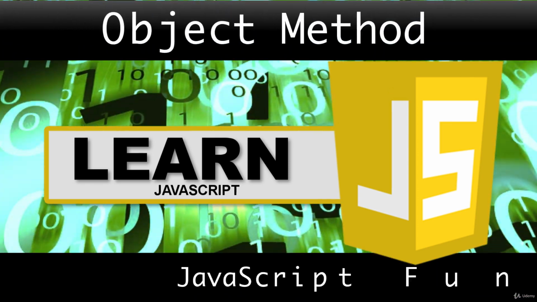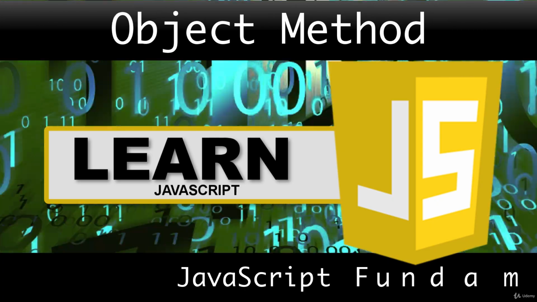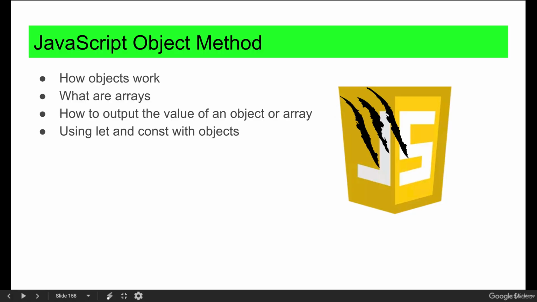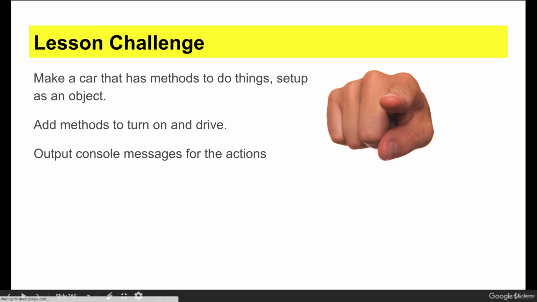This lesson, we're going to be exploring the JavaScript object method and looking at how objects work and what arrays are, and how we can output the value of an object or an array, and some more information in general about objects. So you can run functions that are contained within objects. As you can see in this example, we're returning back a value for the person first. So we're returning back hello and whatever the value of person first is. And we can also update these objects.